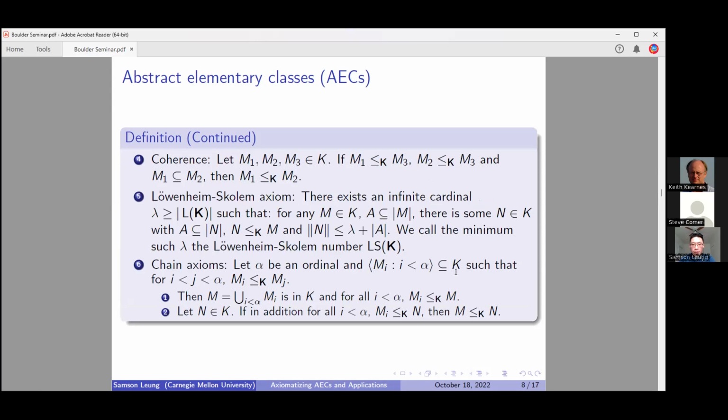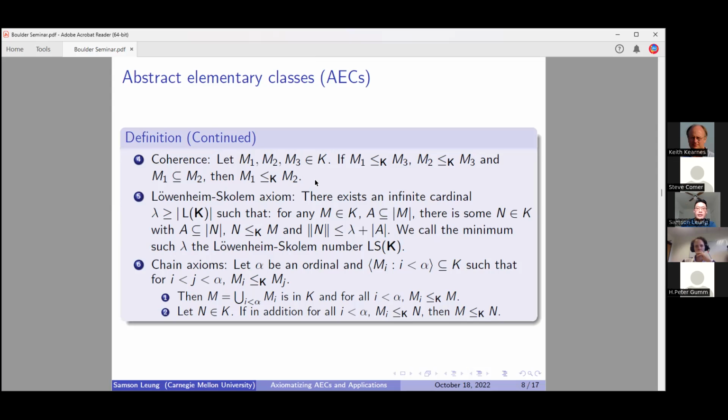Number 4 is coherence. Coherence says that if you have a triple where the first two are less than the third one, and the first one is an L-substructure of the second one, then we can conclude that the first one is actually a K-substructure of the second one. So remember, K-substructure implies L-substructure. So it's kind of an upgrade: you have this weaker condition, and you want to upgrade to a stronger one. And the way you can conclude this result is that you assume they are dominated by a bigger model.